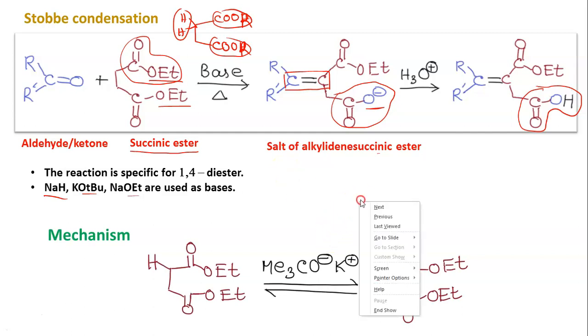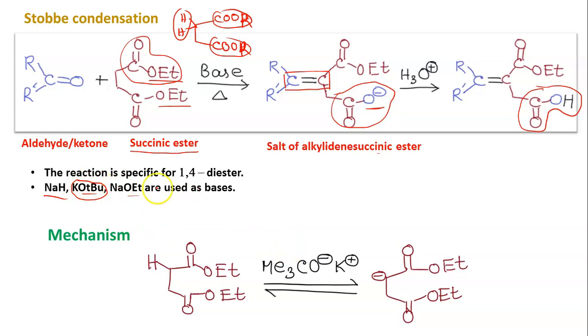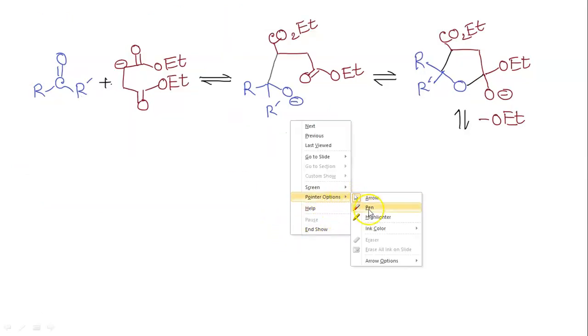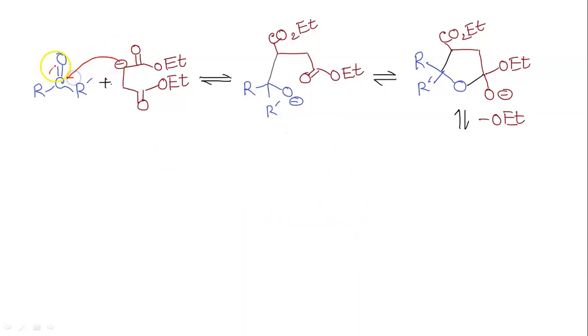So the mechanism is, here the base that we have taken, Me3CO minus, that is potassium tertiary butoxide. TBu means Me3C group. So this base is very strong. In presence of this base, this hydrogen will be removed. As a result, we are getting a carbanion. So this is our carbanion. It is the nucleophile. Now this nucleophile will attack the carbonyl carbon of this aldehyde or ketone molecule. So this carbanion will attack, and negative charge is generated over oxygen. Fine. So this is the newly generated CC bond.